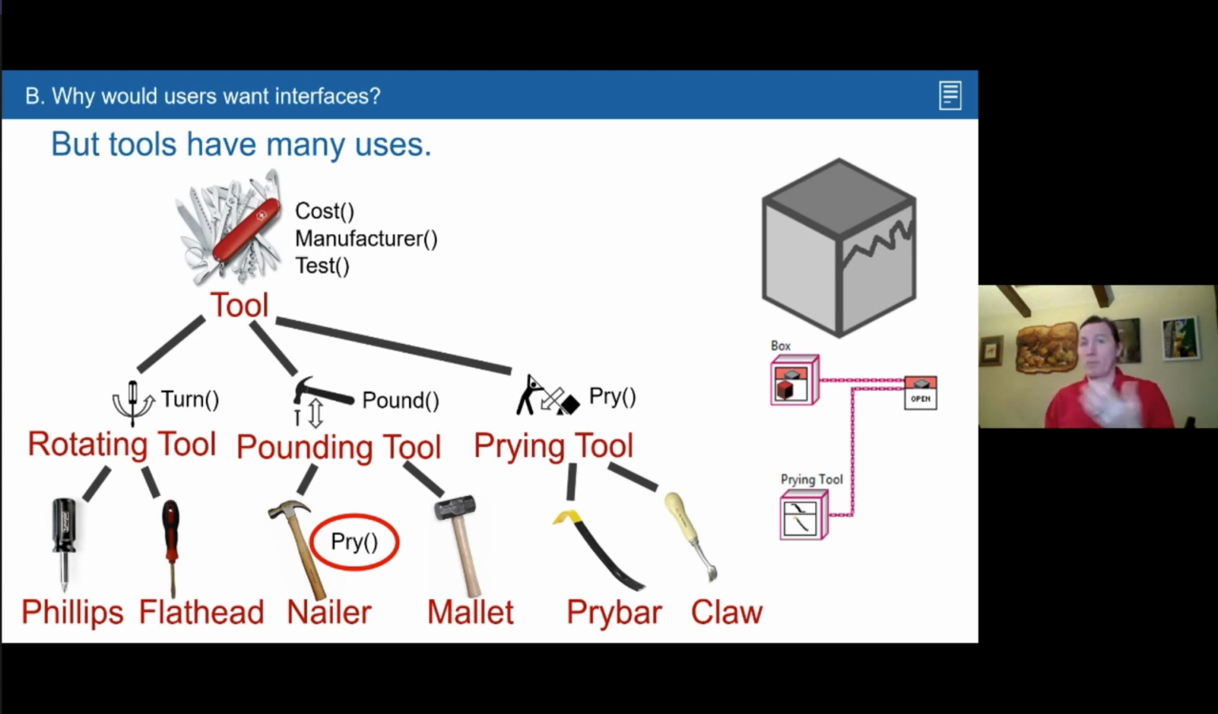And it would, if it's the only tool I've got, because somebody has borrowed my pry bar, the nailer would work and I could use it to try and get the cube open. But if I try to wire that, it's not a prying tool. I'm going to get a broken wire. That's not going to make anybody happy.